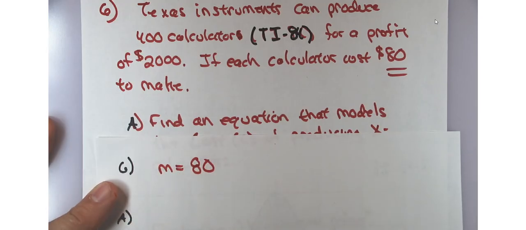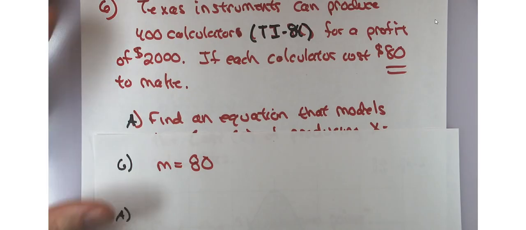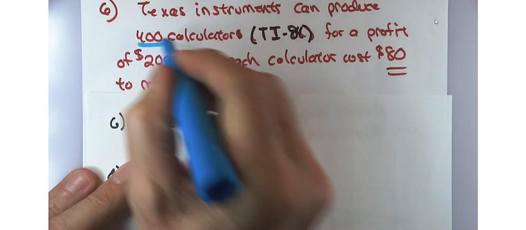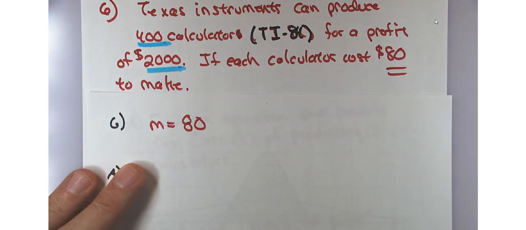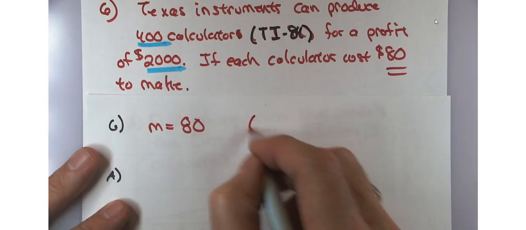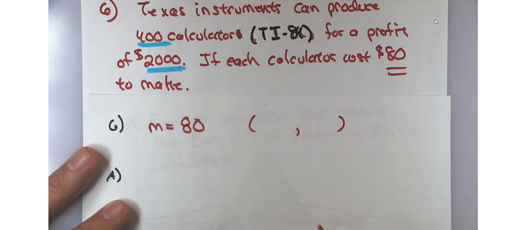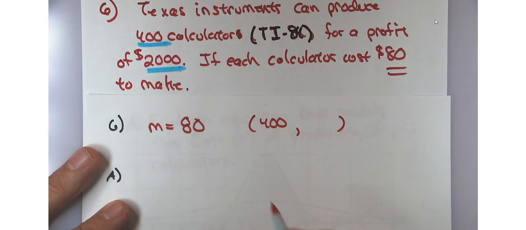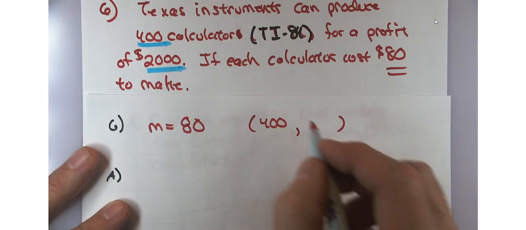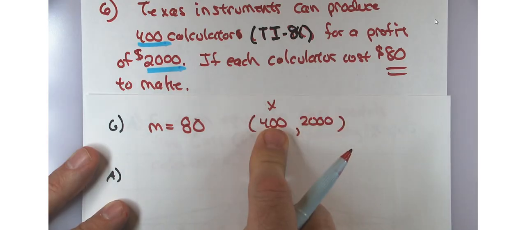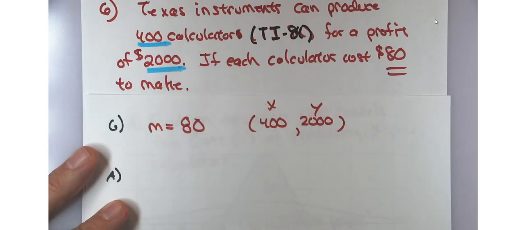Cost per unit. Thank you. Which would be your slope. And there's something else that you have here. 400 calculators. And that's a profit of $2,000. What's going to be dependent? What's going to be independent in this relationship? Nice. Thank you, Jalen. So we got 400 is the independent, 2,000 is the dependent.